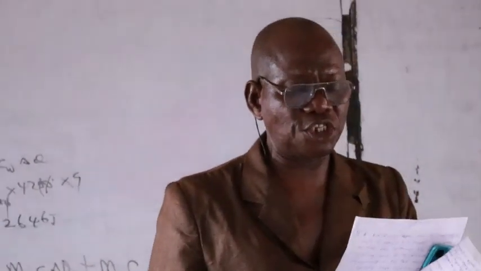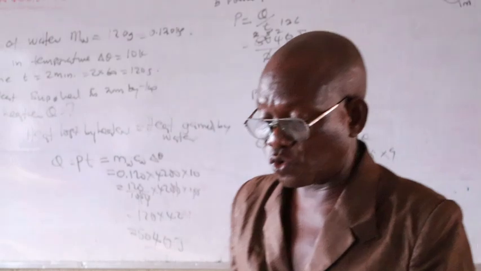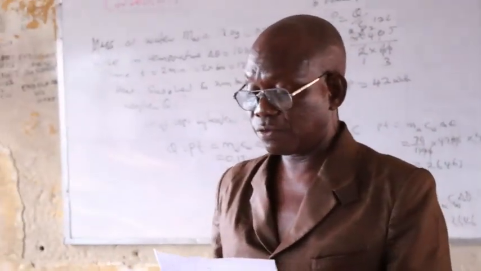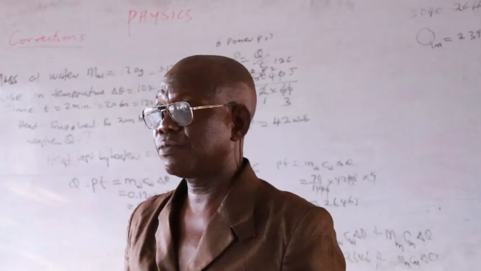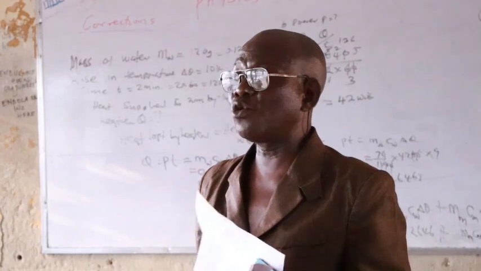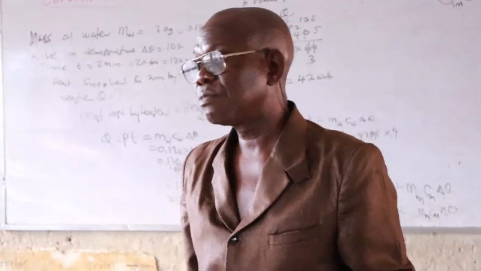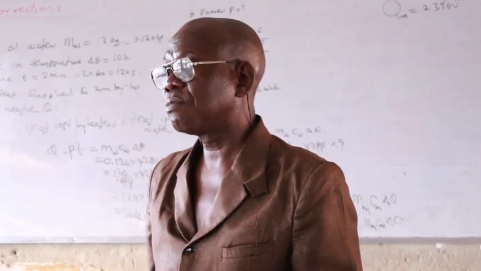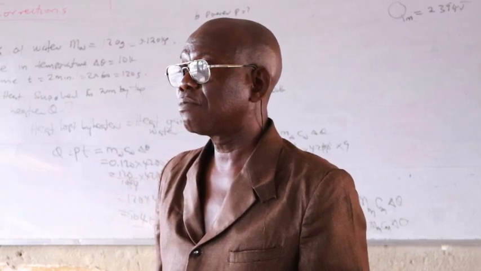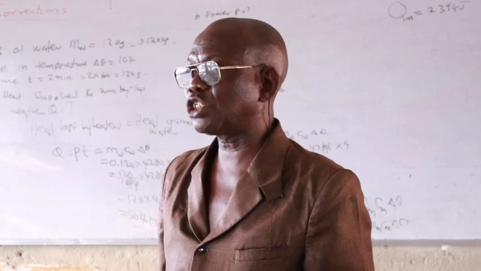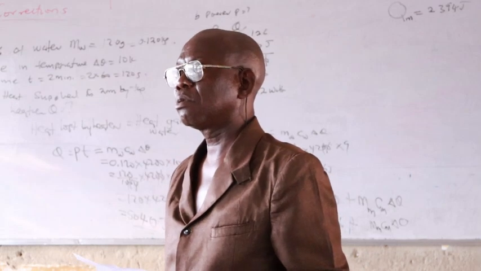Now you have to calculate the heat capacity of the vessel. How do we calculate the heat capacity of the vessel? Can someone tell me? The heat lost to the vessel equals MC change in theta. Heat lost to the vessel equals MC change in theta. Yes. No, why is the heat capacity MC?